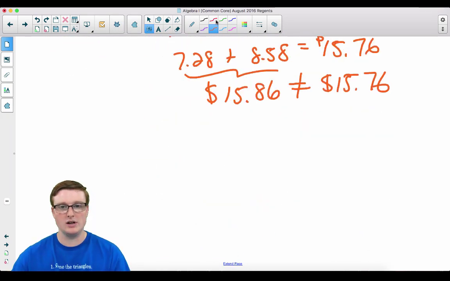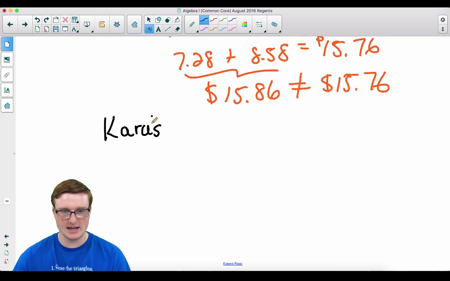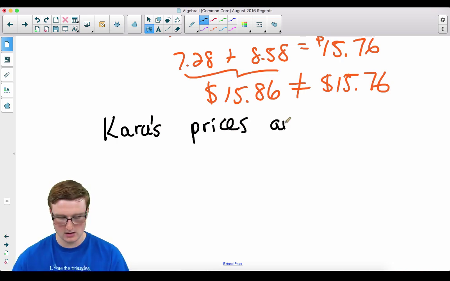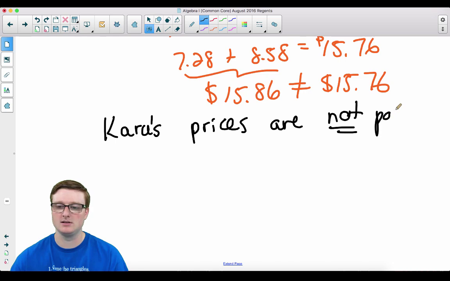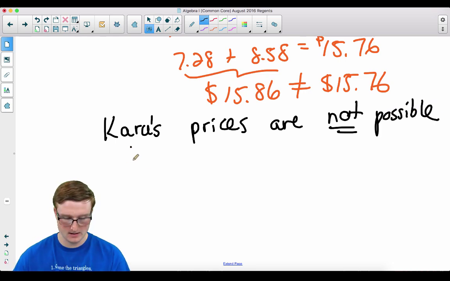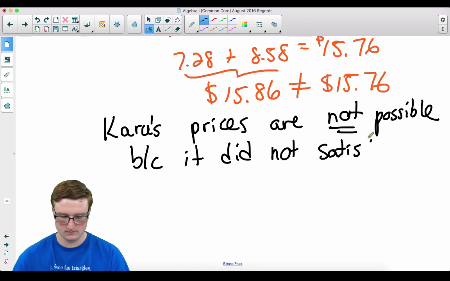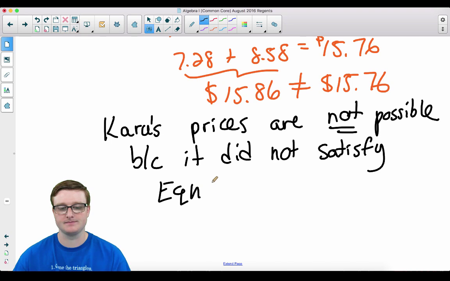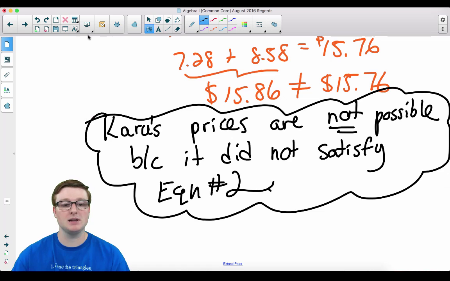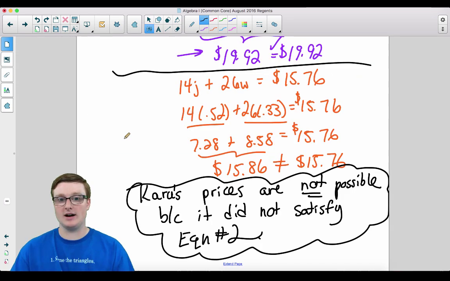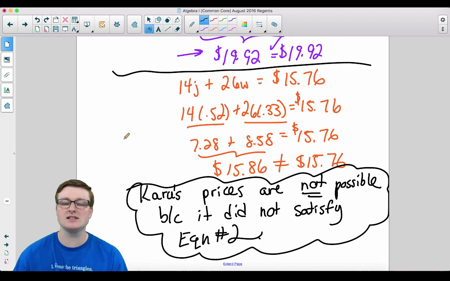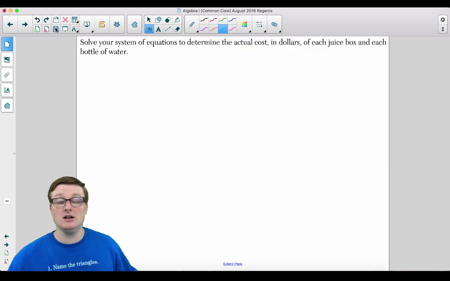So, we are going to say in our answer that Kara's prices are not possible because it did not satisfy equation number 2. All right, that's it. That's how you explain how Kara is incorrect. So just be careful that you have to use the second equation to prove that Kara's prices are not possible. All right, moving on to the last part of this question. And it says, here we go.